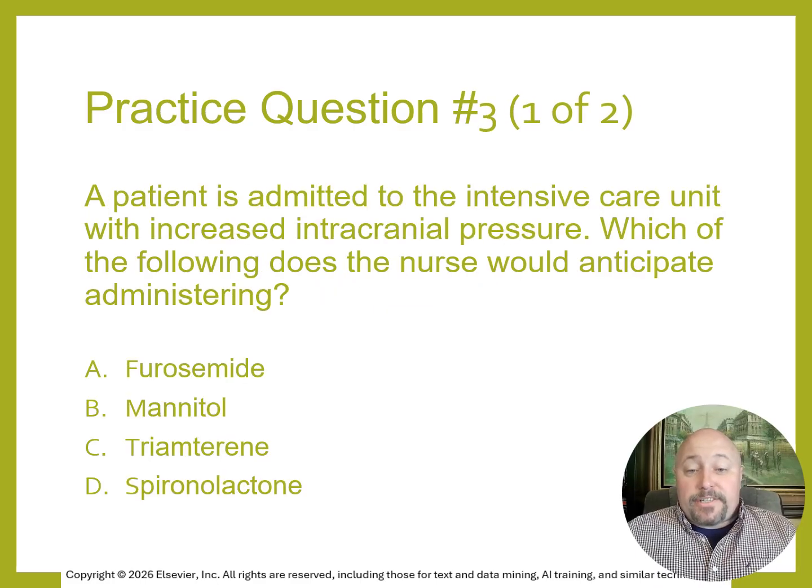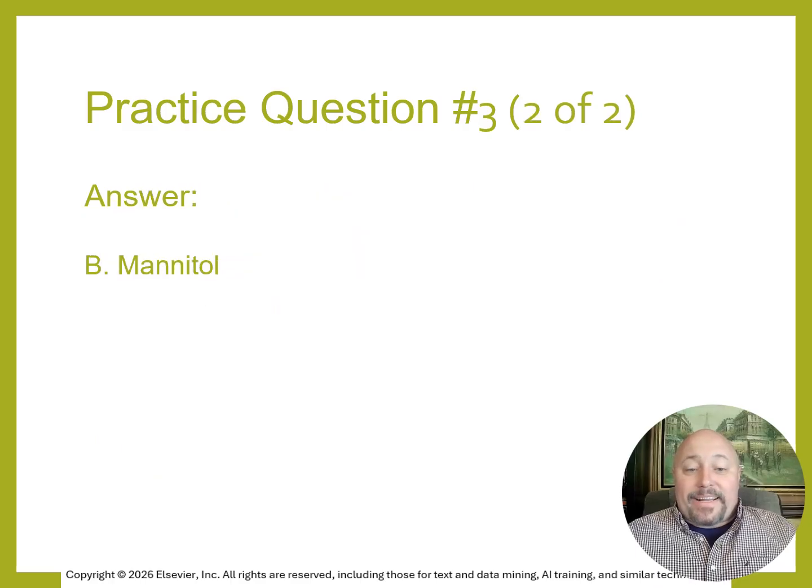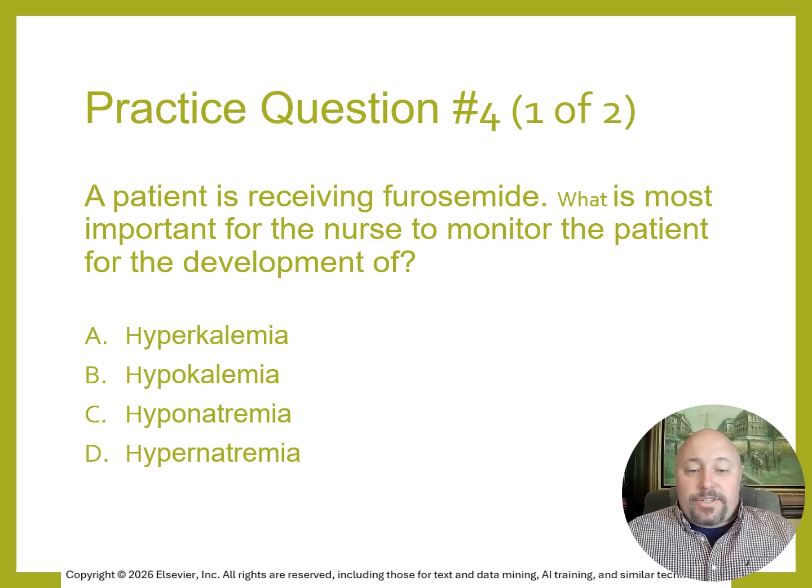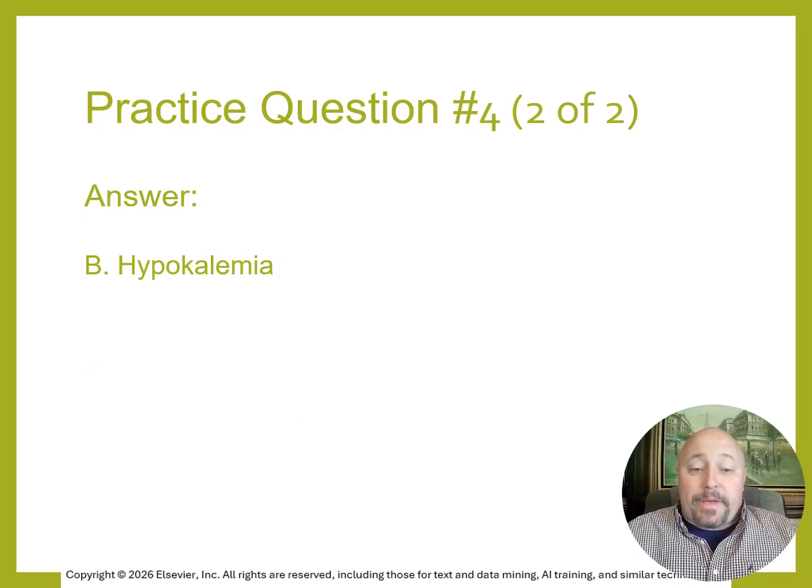Question 3. A patient is admitted to the intensive care unit with increased intracranial pressure. Which of the following does the nurse anticipate administering? A, furosemide, B, mannitol, C, triamterene, or D, spironolactone. And that answer is going to be B, mannitol, our osmotic diuretic. Question 4. A patient is receiving furosemide. What is most important for the nurse to monitor the patient for the development of? A, hyperkalemia, B, hypokalemia, C, hyponatremia, or D, hypernatremia. And that answer is going to be B, hypokalemia.